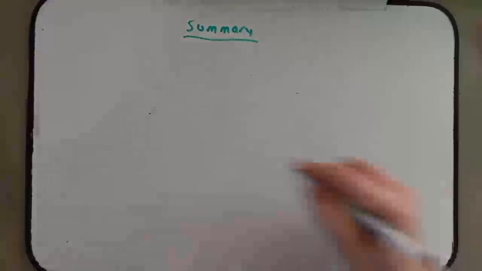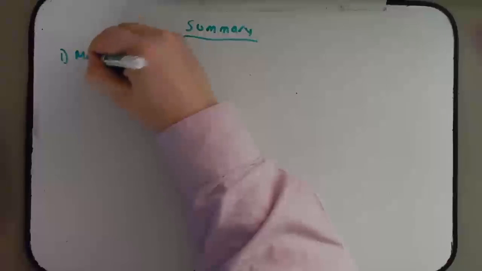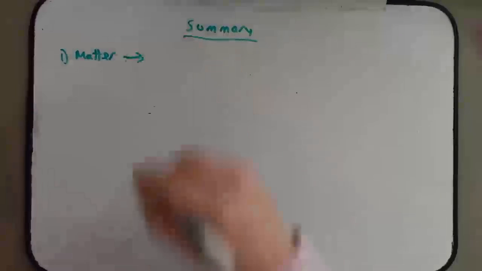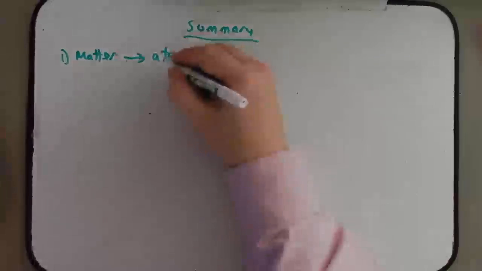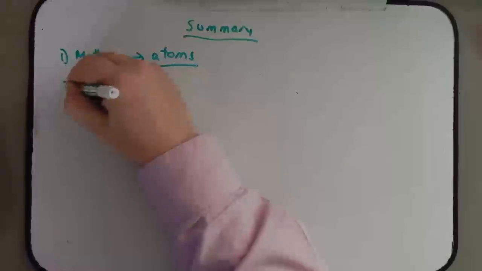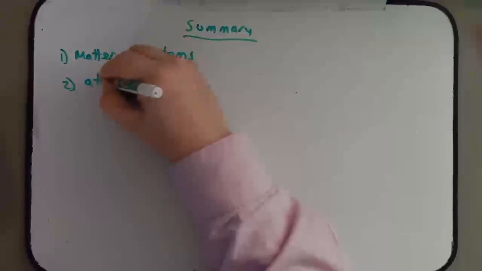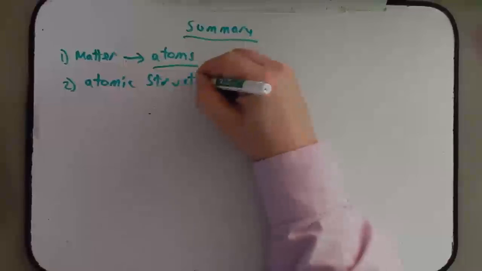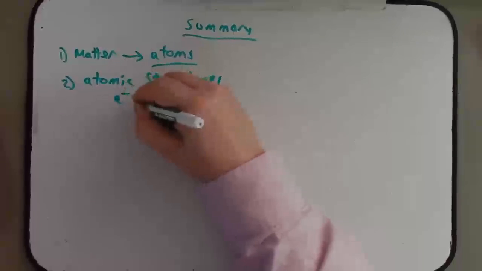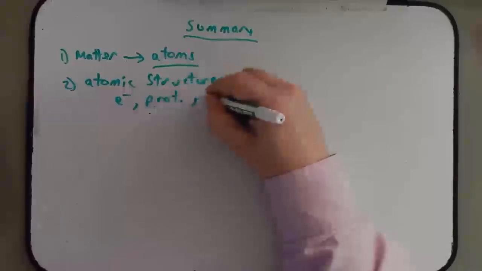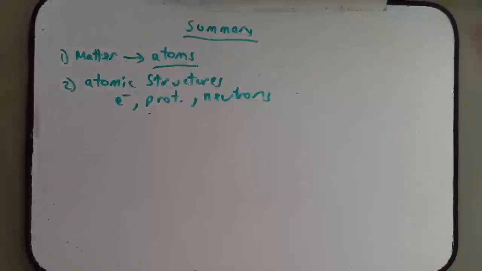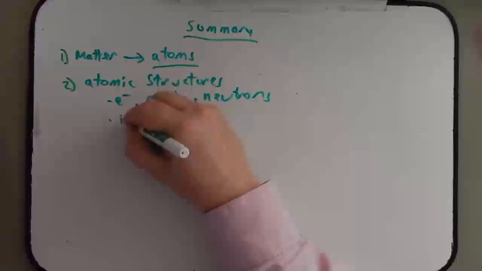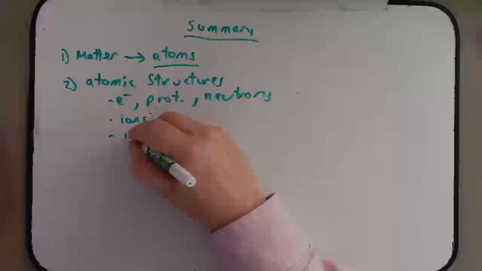In this podcast, we began by talking about matter and we talked about how matter was made up of atoms. The complexity of all the matter we see is made up of these tiny little atoms. And then we moved into talking about atomic structures. In this discussion, we talked about the number of electrons, protons, and neutrons, and how you can determine those by knowing the mass number and the atomic number. We also introduced terms such as ions and isotopes.